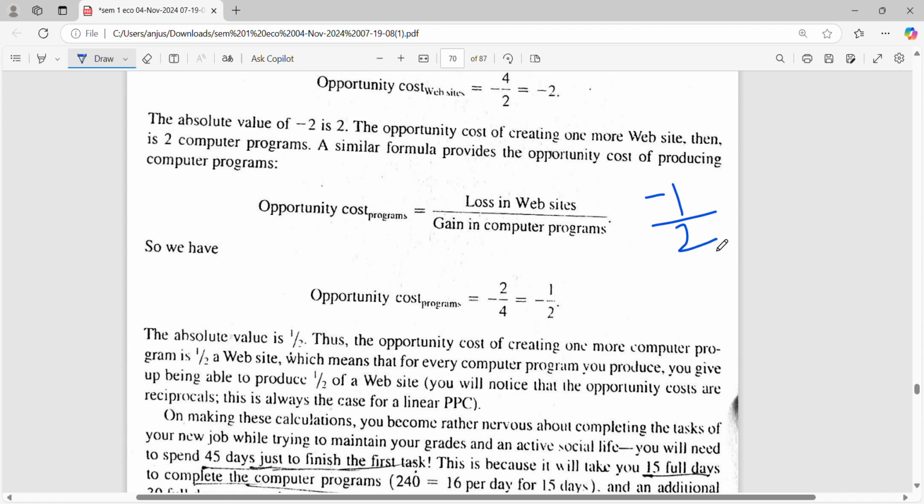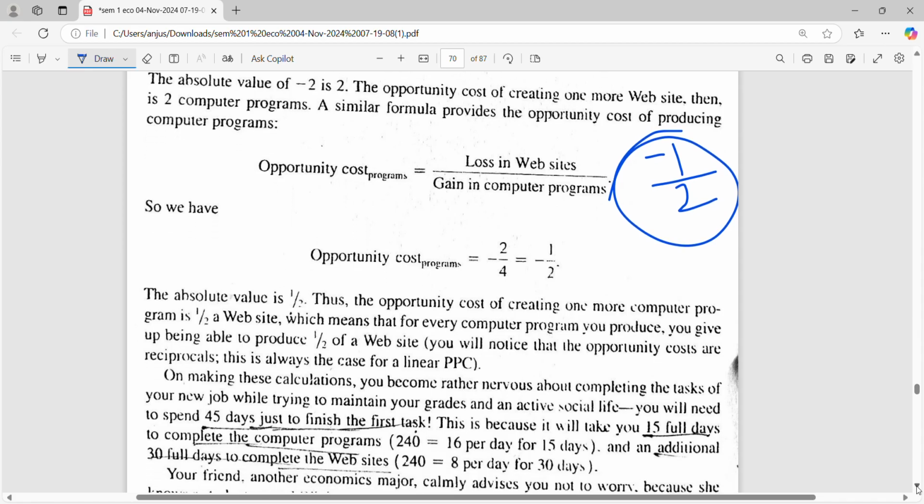You have to be very thorough with this production schedule, then only you will be getting all these things. Okay, so -1/2 is the opportunity cost of a computer program. -1/2 websites. Absolute value is 1/2, so half a website. Okay.